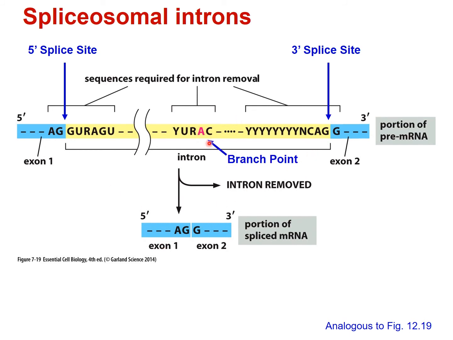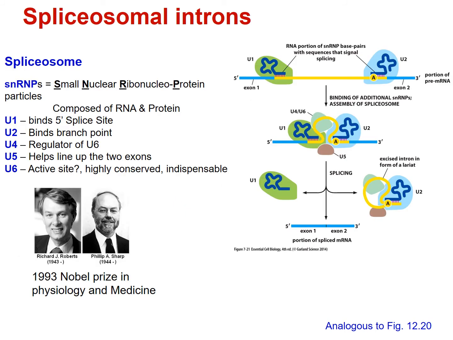Now this A is going to be important. This is a branch. It's called the branch point A, and I'll show you a little bit more in the next slide, and then in a video this will get talked about also. So here's a schematic of the process of spliceosomal intron splicing, and Richard Roberts and Philip Sharp got the Nobel Prize for working this out.